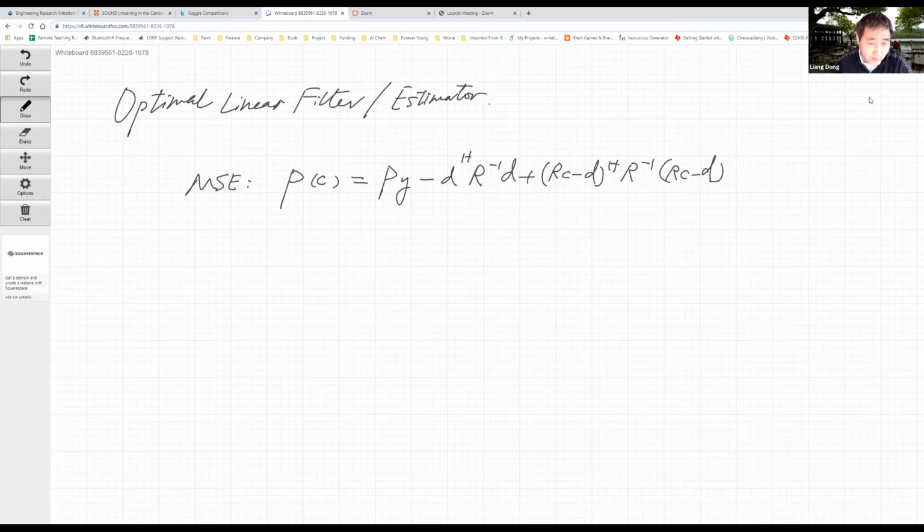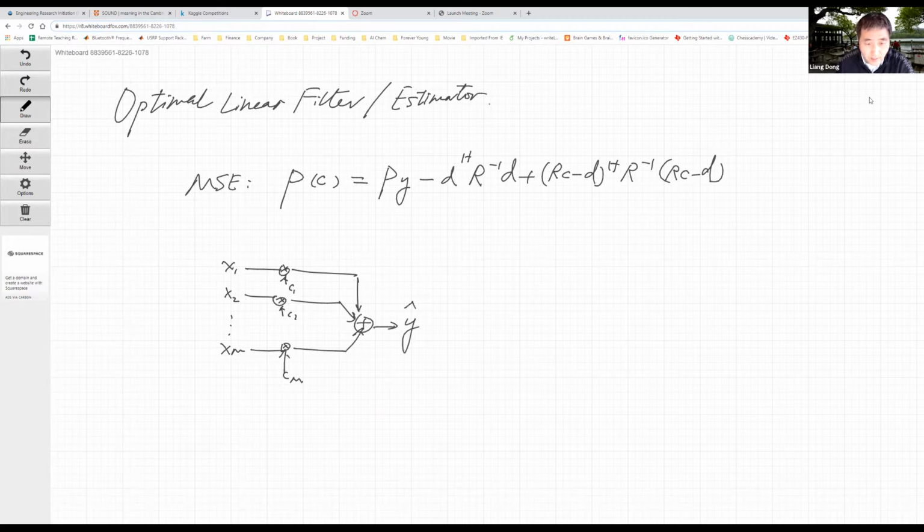So here what we have is we got x coming in, x1, x2, all the way to xm. And then they will be weighted by c's, c1, c2 to cm. Then all these combine together and give me a y. Y is my estimation, so y hat. We want to tune those c's. Actually, it's a complex number. We're using c complex.